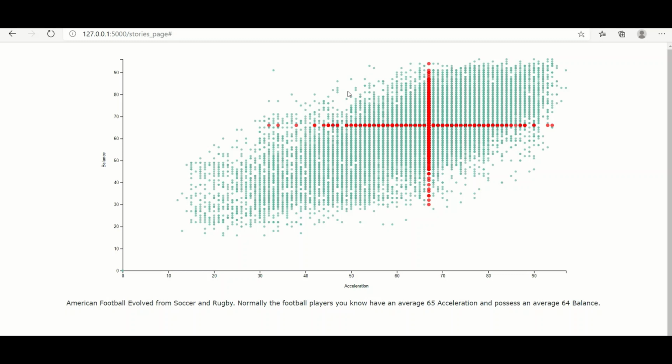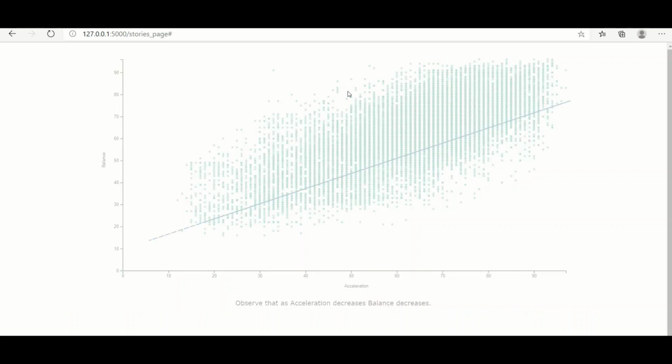American football evolved from soccer and rugby. Normally the football players have an average 65 acceleration and possess an average 64 balance. Observe that as acceleration decreases, balance decreases.